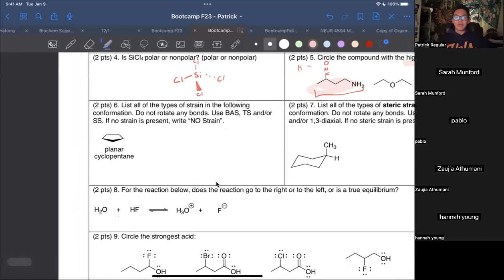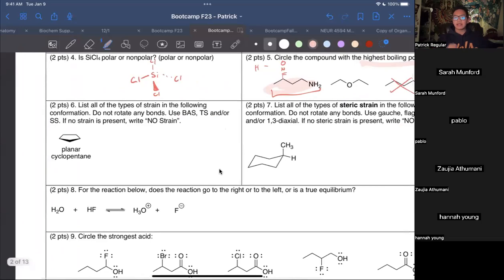Now, this type of question is very important. If you were to review anything for this test on top of this video, I'd review this type of question, the different versions for test 1. The strains: list all the types of strains in the following conformation. Some neat things: planar cyclopentane is going to have no bond angle strain. You're going to write all 3 out: bond angle strain, torsional strain, steric strain.